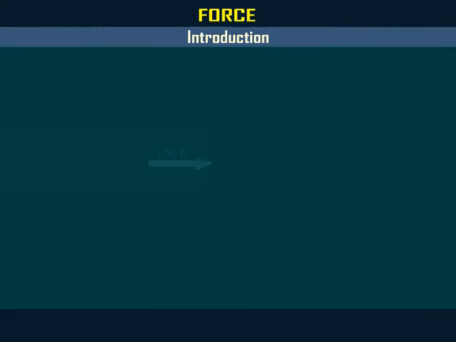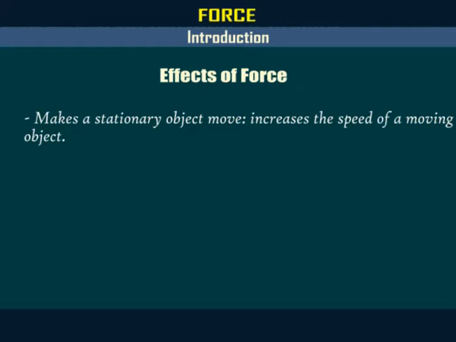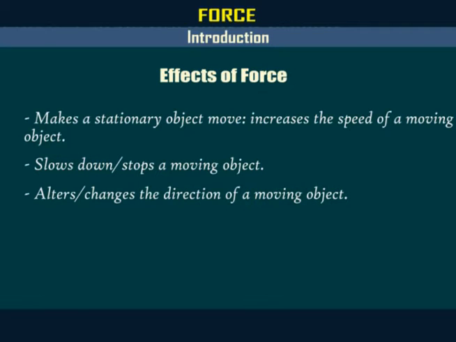A force acts in a particular direction and is indicated by an arrow pointing in the direction of action. The four effects of force are what we have just described. It makes a stationary object move or increases the speed of a moving object. It slows down or stops a moving object. It changes or alters the direction of a moving object. It distorts or changes the shape of an object.